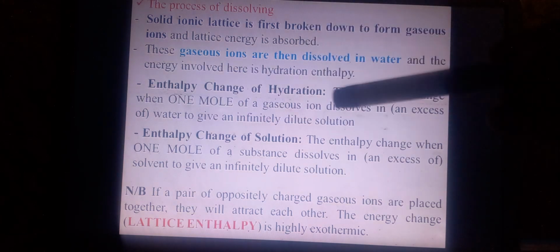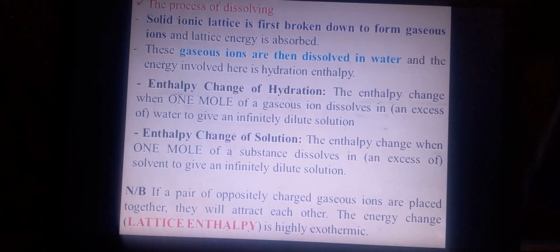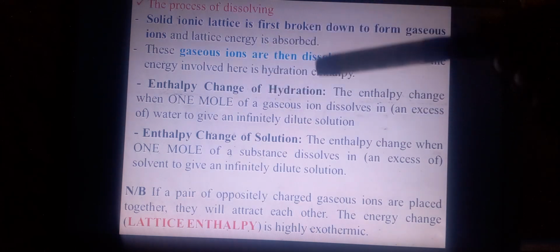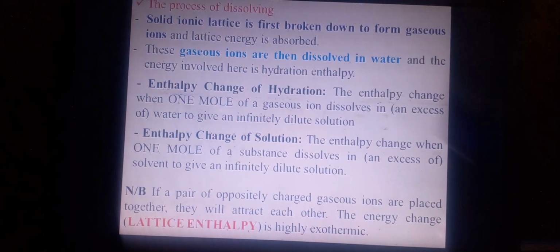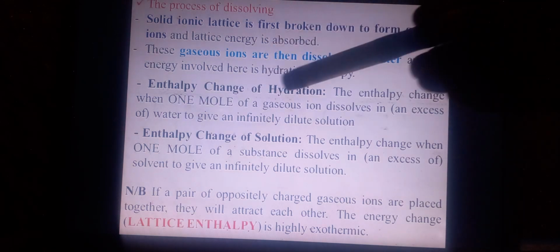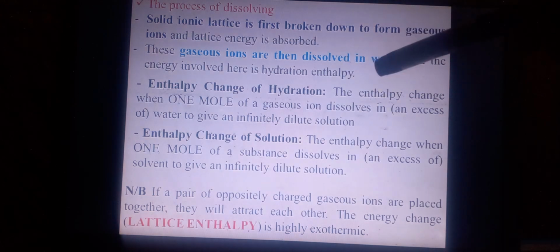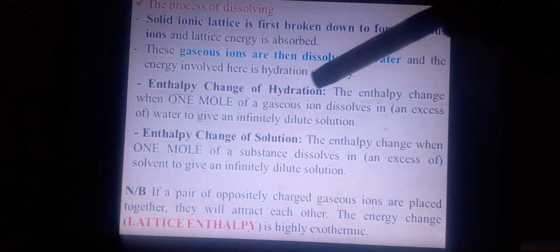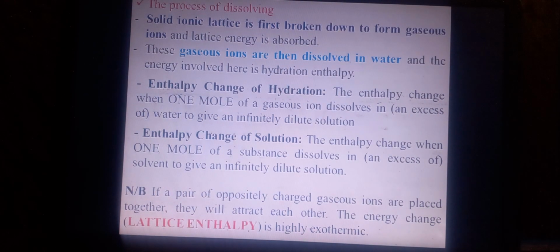So that amount of enthalpy change which is involved during breaking of the bonds between ions in an ionic compound is called lattice energy. Then the gaseous ions are solvated with water molecules. They are surrounded with water molecules to form new bonds. Once they become surrounded with water molecules, hydration energy is normally experienced. So that enthalpy change is called enthalpy of hydration.